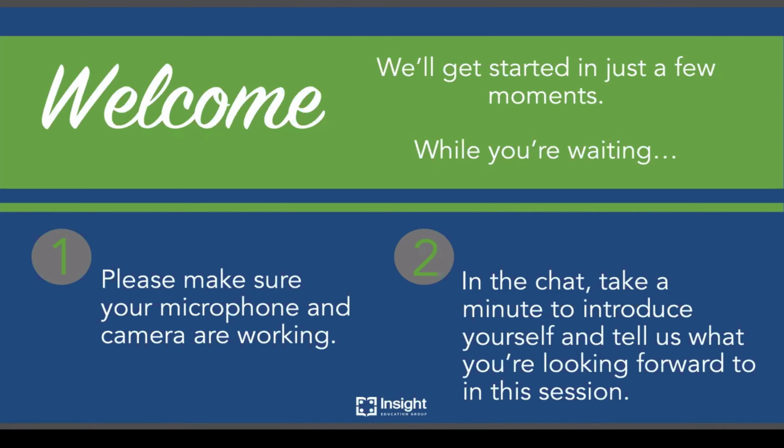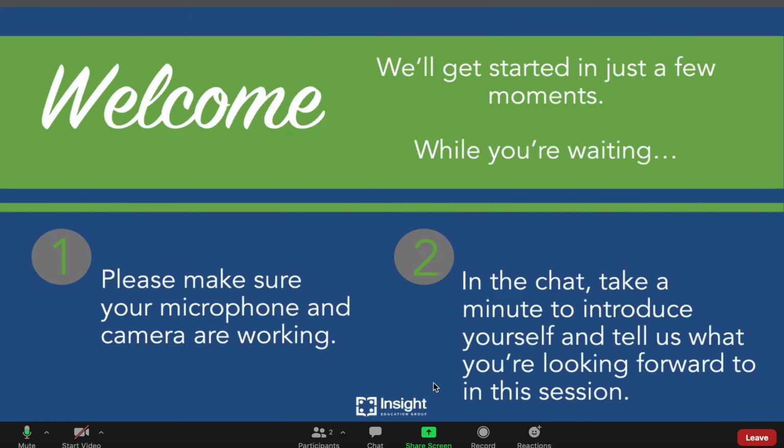So if at any point in the training your toolbar disappears as it has on our screen, to bring it back you can simply touch your mouse again, or sometimes you may have to drag it to the bottom of the screen or wherever your toolbar is.